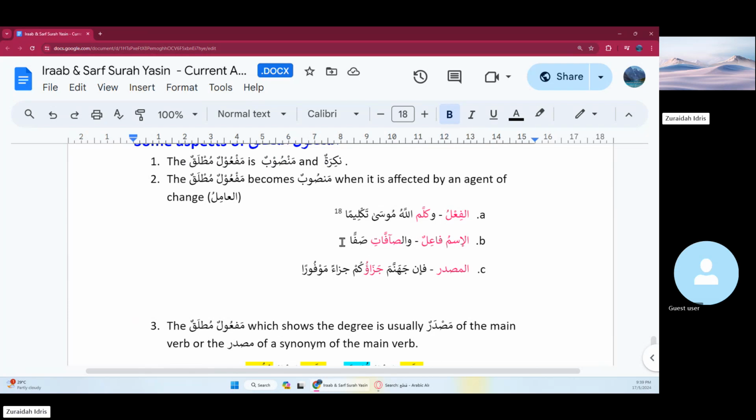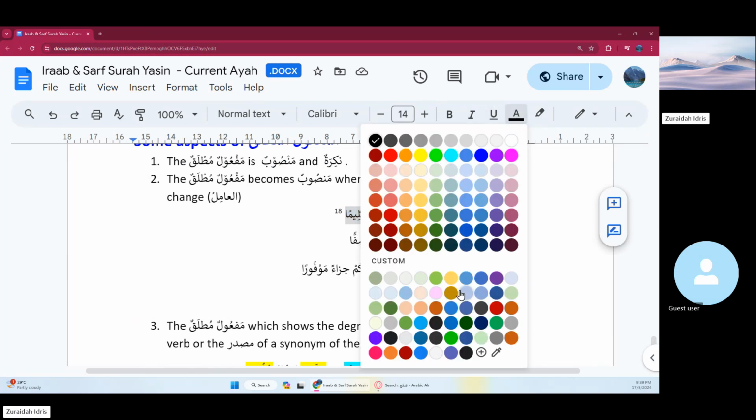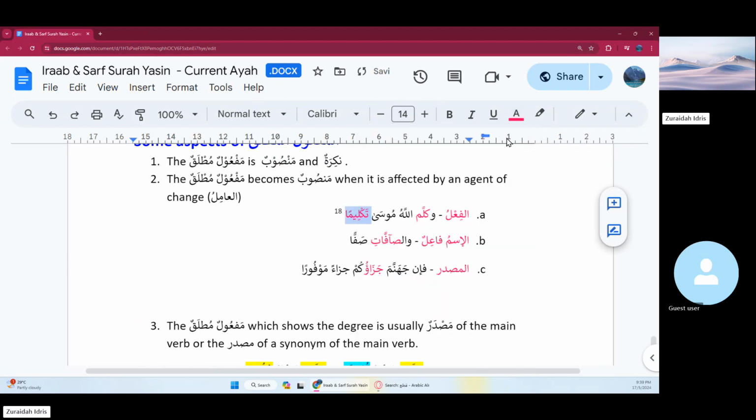So these are your maf'ul mutlaqs. Taqliman, saffan, yeah. Here, jaza'an. So shall I color this? For maf'ul mutlaq, what color should it be? Run out of colors already. Pink. Oh no, that's pink also. Oh, blue. So your maf'ul mutlaq is blue.